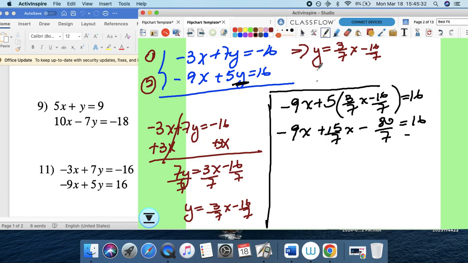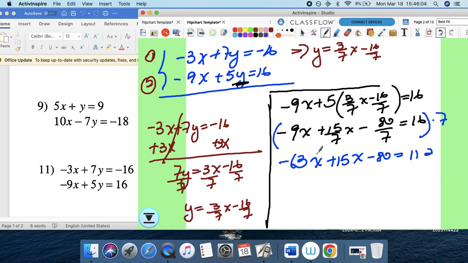You could combine like terms right now, but before I do that, I'm going to multiply everything by 7. I'll put times 7 here because I want to get rid of the denominators. So we're going to multiply everything on the left and the right side of the equal sign by 7. So 7 times negative 9 is negative 63x. And then 7 times 15 over 7 is just going to be 15x. Minus, and then 7 times 80 over 7 is just going to be 80. And 16 times 7 is 112.